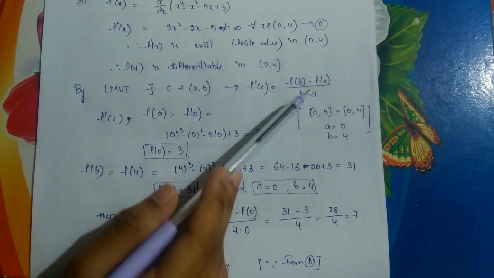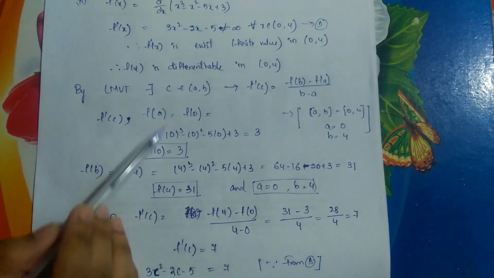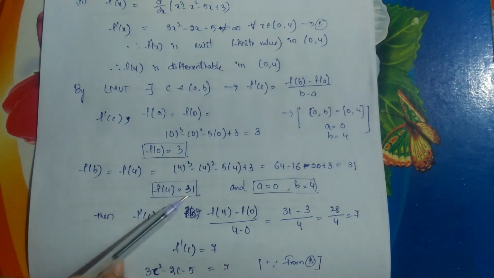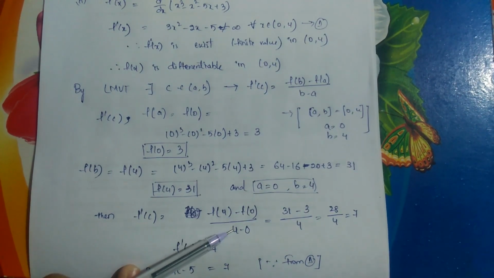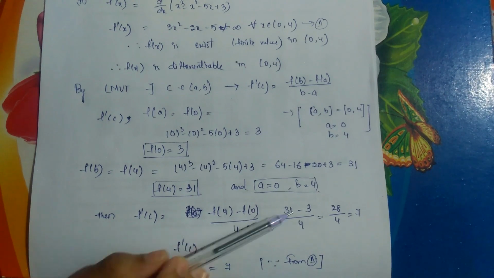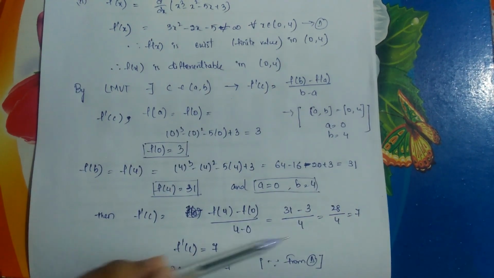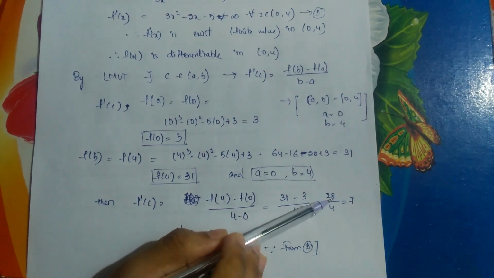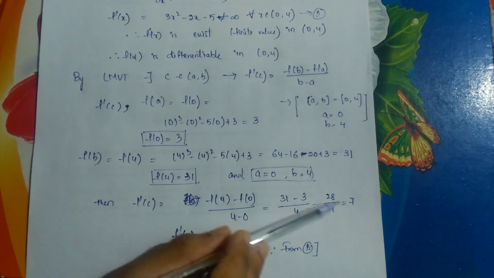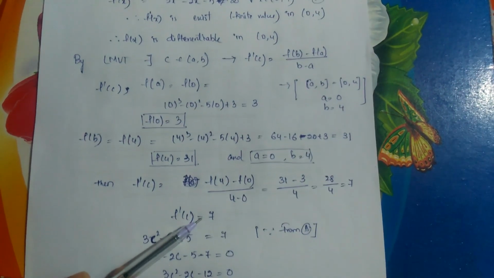Then substitute in this formula, that is f dash of c is equal to f of b, which is 31, that is f of 4, minus f of 0 by 4 minus 0. That equals 31 minus f of 0, which is 3, by 4. 4 minus 0 is 4. And 31 minus 3 is 28, divided by 4 is equal to 7. Therefore f dash of c you got as 7.